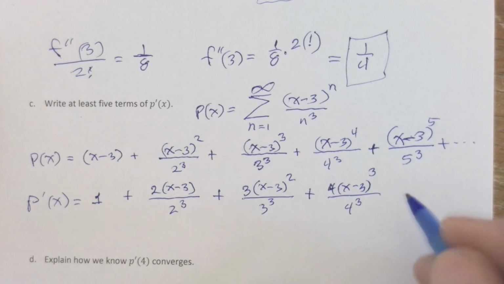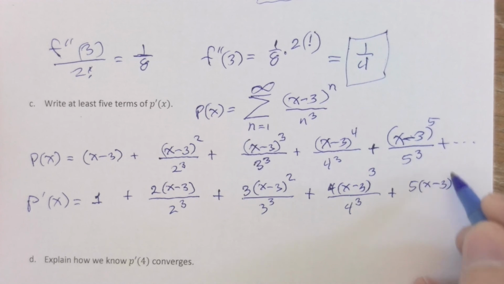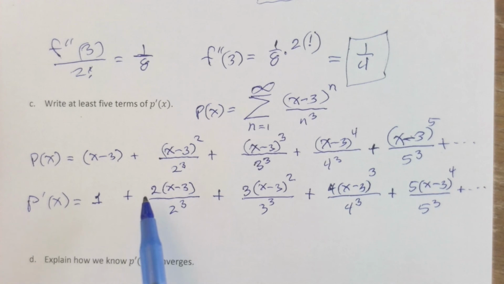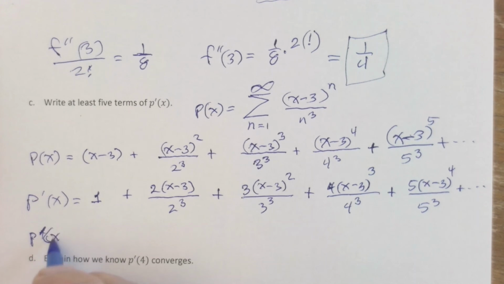And as you can see, this problem is designed to have a lot of cancellation in it. And what's going to cancel? Well, each one of these binomials is multiplied by the index here and the 3rd power of the index down here in the divisor. So you can cancel. So here's the best way to write 5 terms of p prime of x.